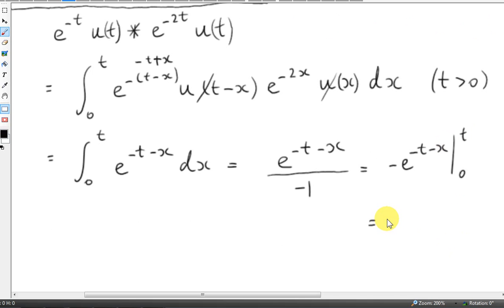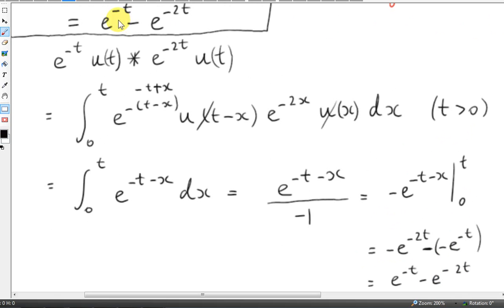So we plug t in for x, so we get minus e to the power of minus 2t. Then we have a minus sign. Then we write this down, this time plugging 0 in for x. So this gives us plus e to the minus t minus e to the minus 2t. And that's what we got before.